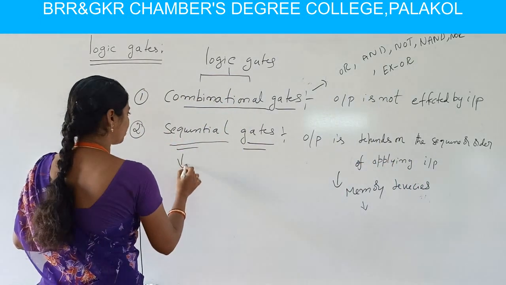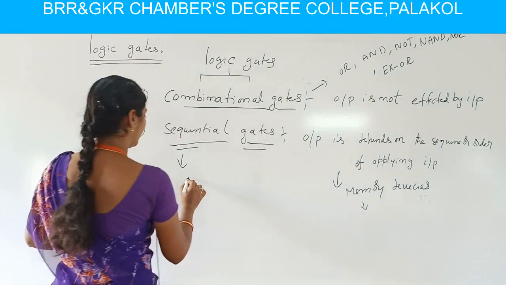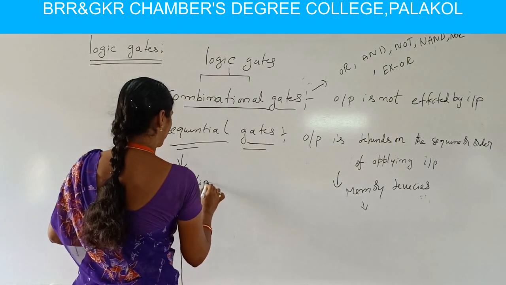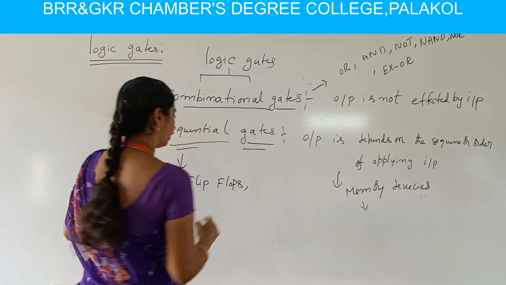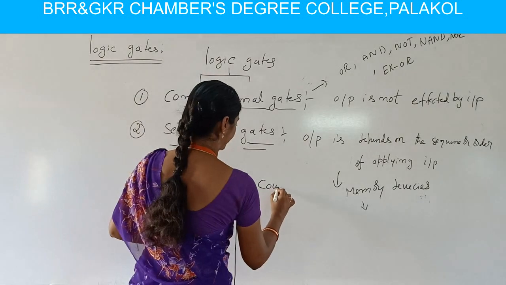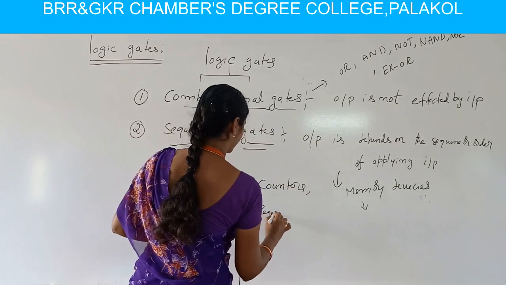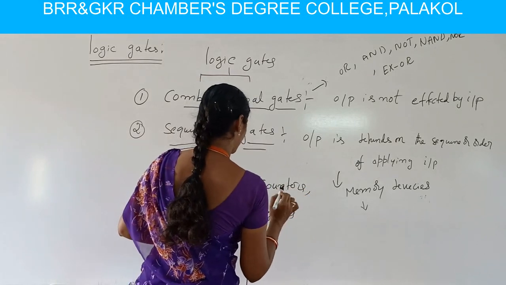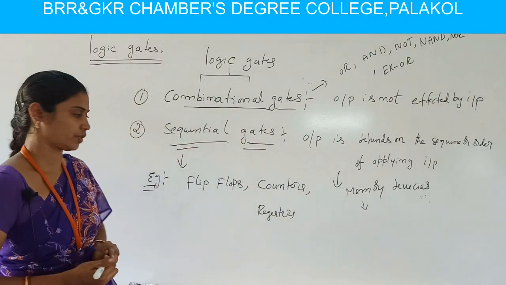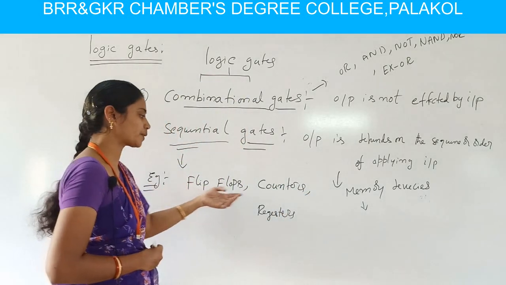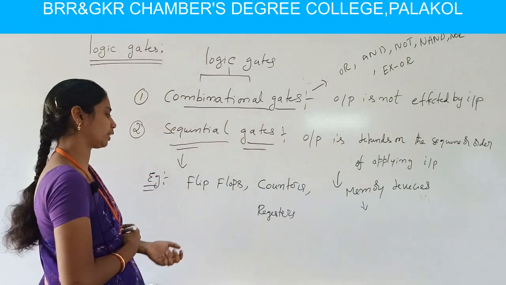Here, the examples for sequential gates are flip-flops, and also counters and registers. These are the examples for sequential gates. In sequential gates, flip-flops, counters and registers are the examples.